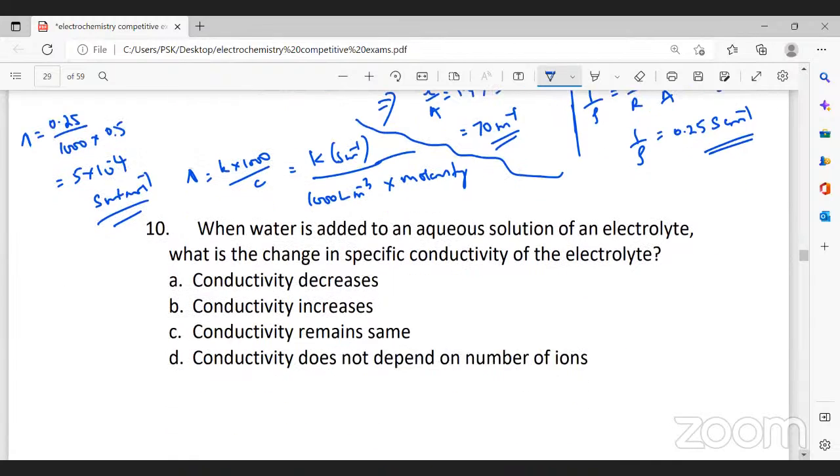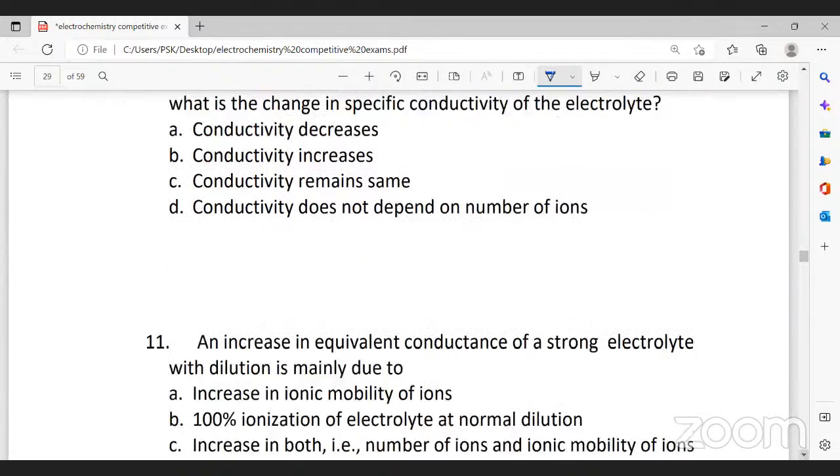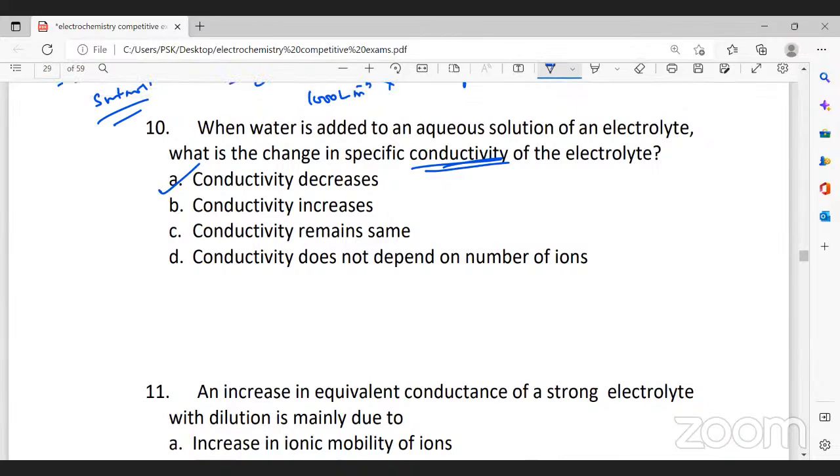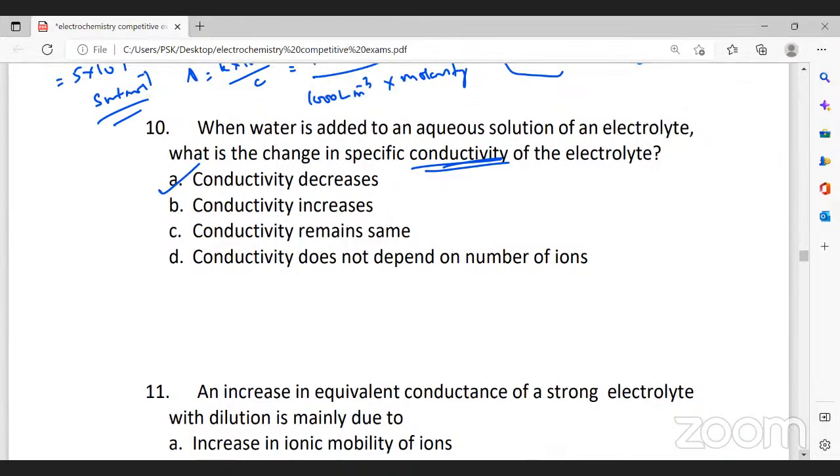So, other questions. See here, this question, what we learned now. Water is added to an aqueous solution of an electrolyte. What is the change in specific conductance? So specific conductance will what? Decrease. Yeah, we learned it. We learned all this. So we'll continue with one more problem.